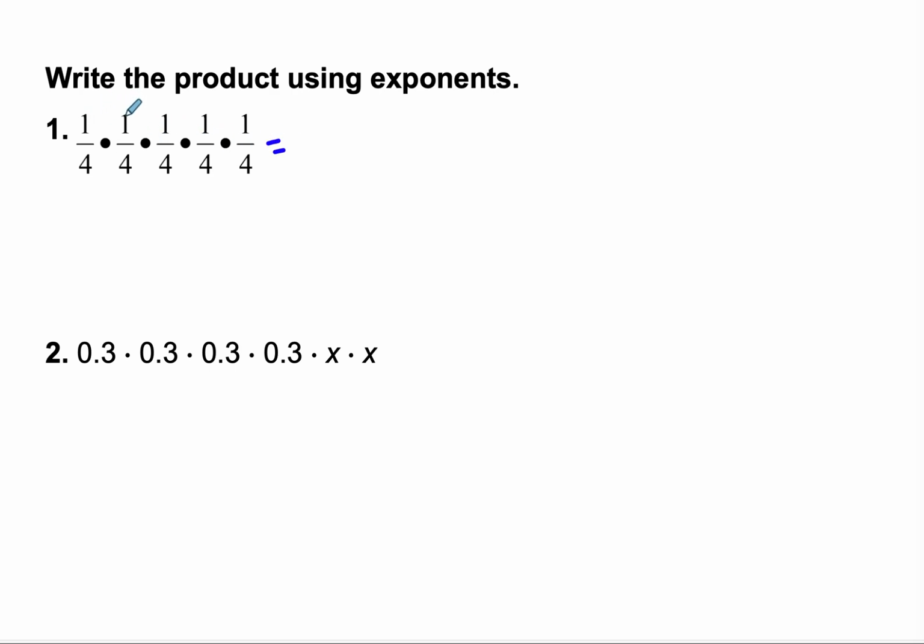So here I have 1, 2, 3, 4, 5 of the 1/4. So I'm going to write 1/4 to the 5th power. And usually with fractions, you see parentheses around there to make it clear that 1/4 is the base. It's not 1 to the 5th power divided by 4. It's 1/4 to the 5th power. All right, let's see. 1, 2, 3, 4 of the 3/10. So 3/10 to the 4th power times 1 to x squared.